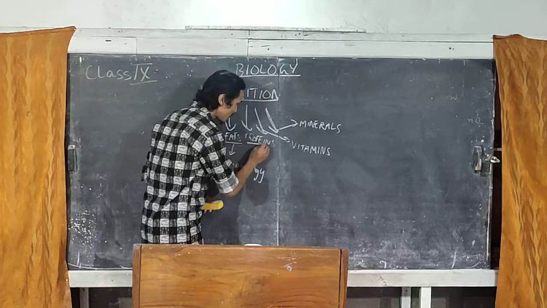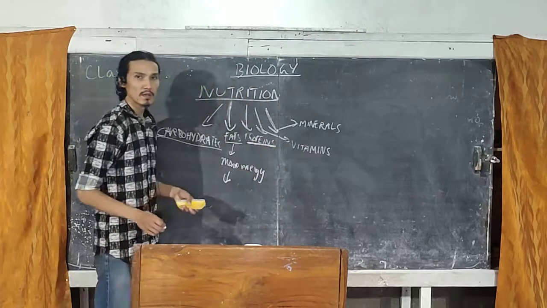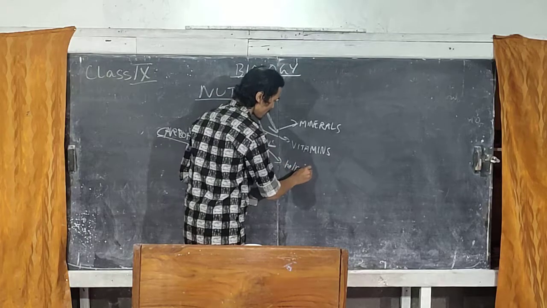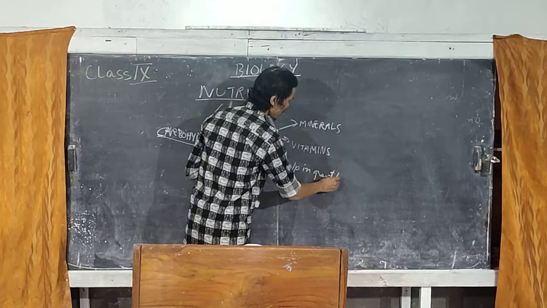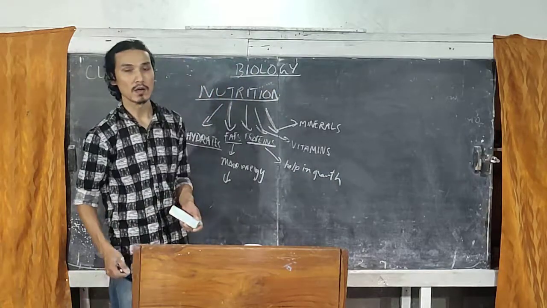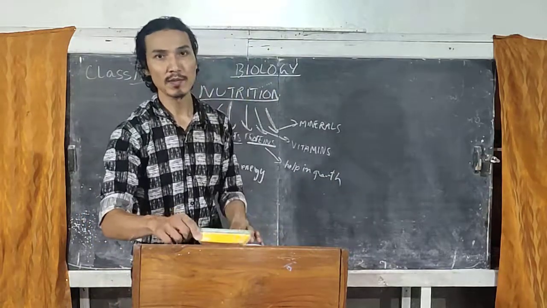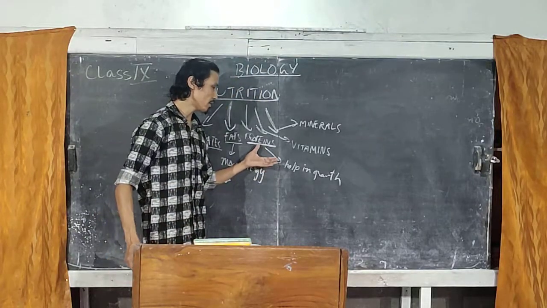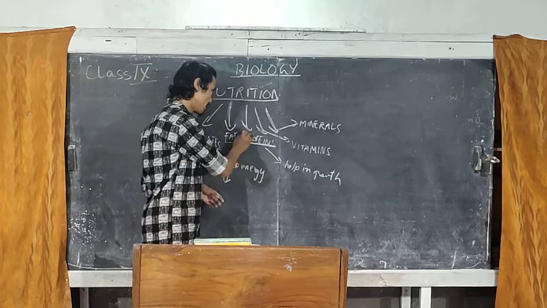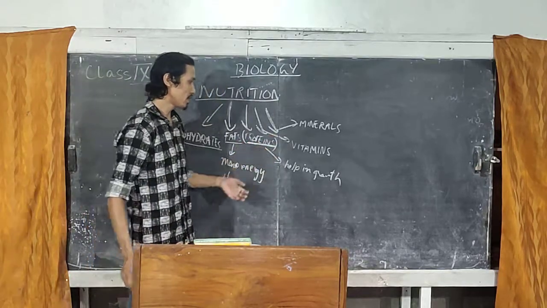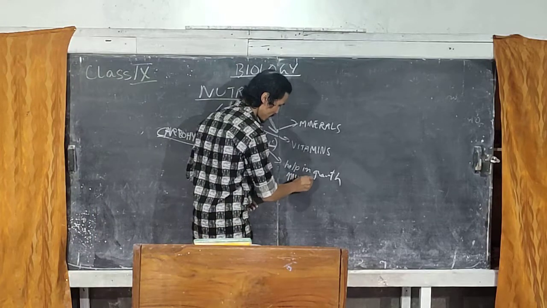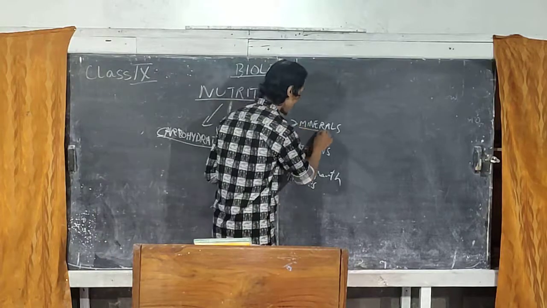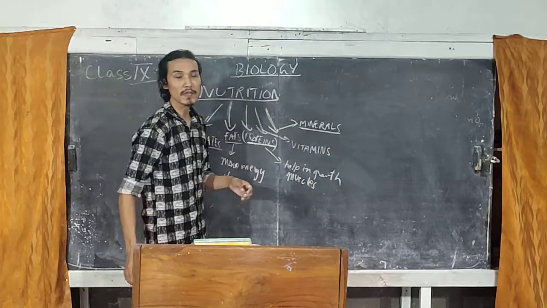Next is proteins. Proteins help in growth of the body. You basically get proteins from meat and eggs. You have all heard about bodybuilders talking about intake of proteins, because proteins help in the growth of muscles.